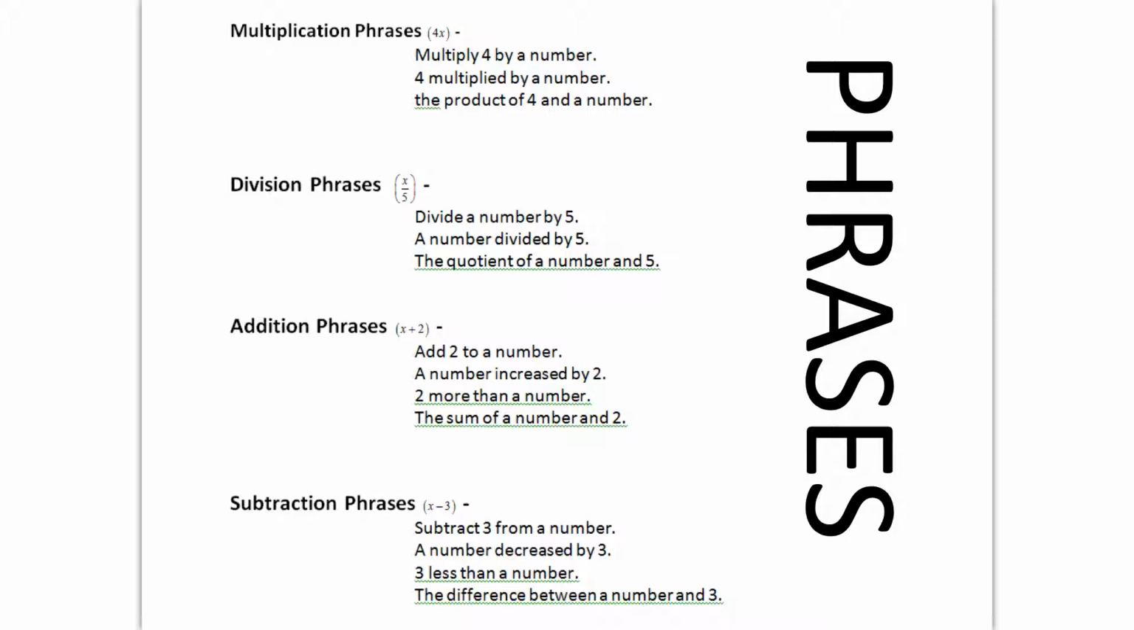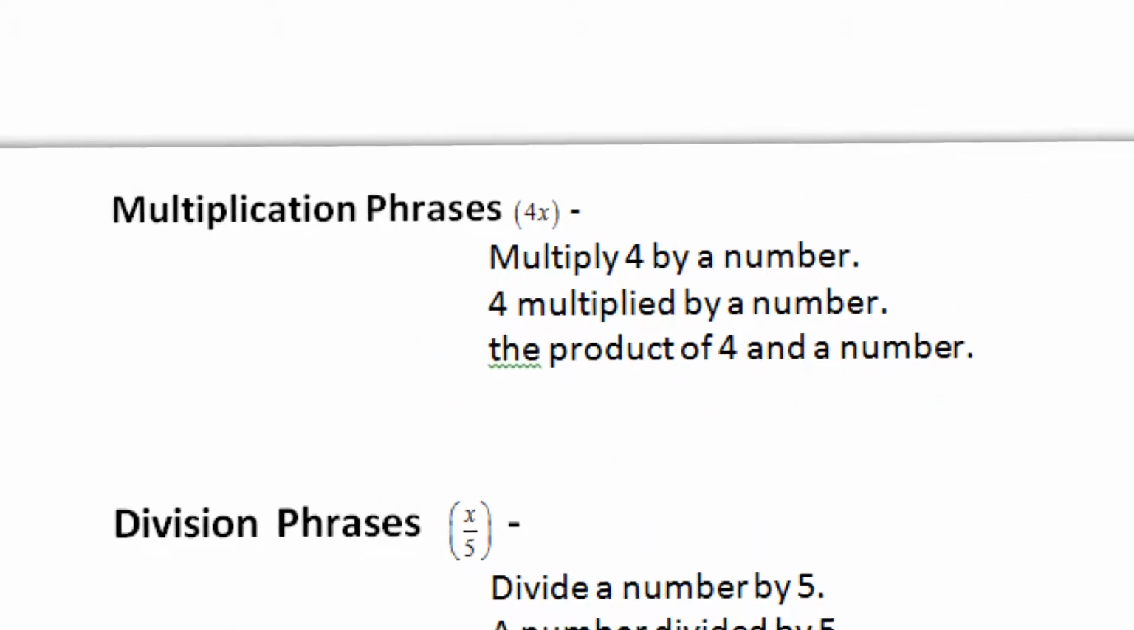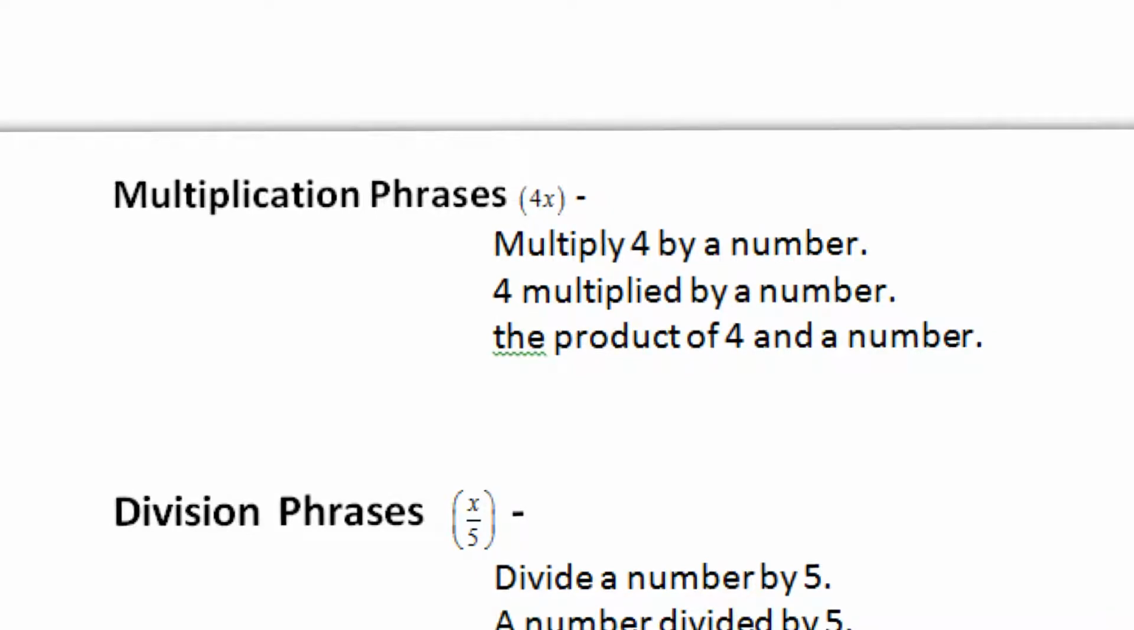So here is just an example, multiplication phrases. Inside of the parentheses, I do have one term or one expression, 4x. So that 4x, first of all, notice we don't have anything in between the 4 and the x. So that means multiplication. By default, when you don't see a plus or minus or anything in between the number and the variable, it means multiplication. So one sentence that represents this expression is multiply 4 by a number. A different sentence is 4 multiplied by a number. And another is the product of 4 and a number.